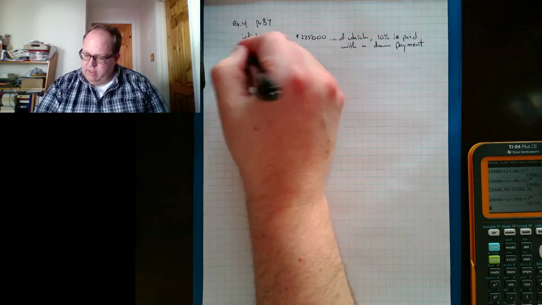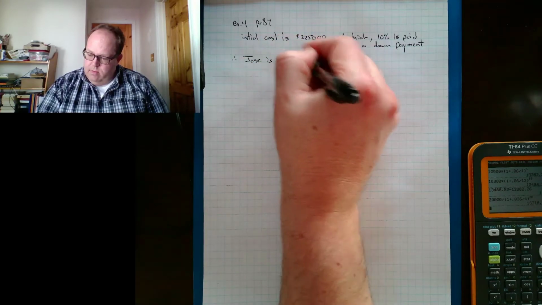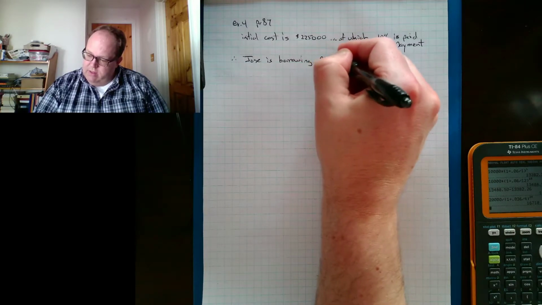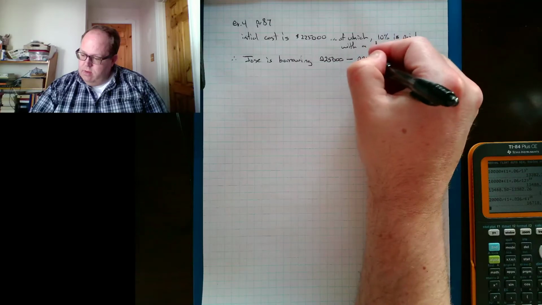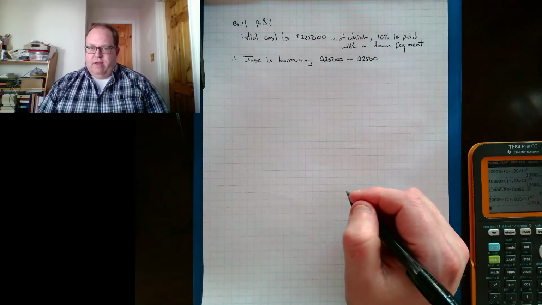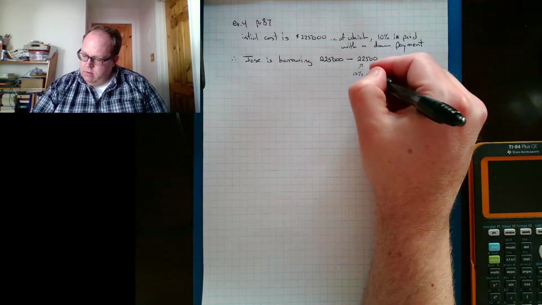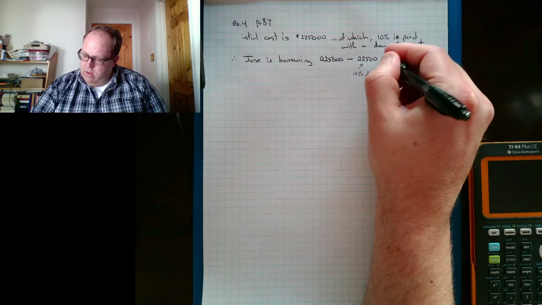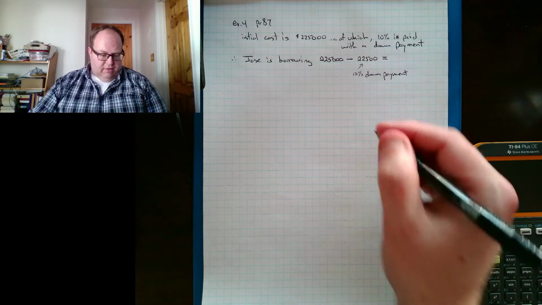Therefore, Jose is borrowing $225,000 minus 10% of $225,000. So he's borrowing $202,500.